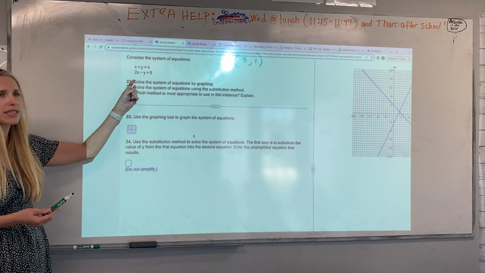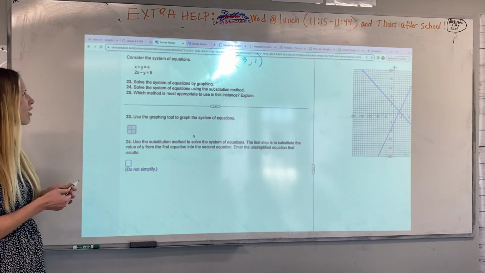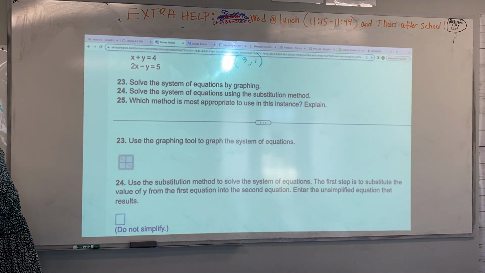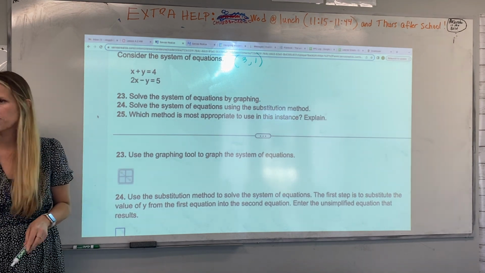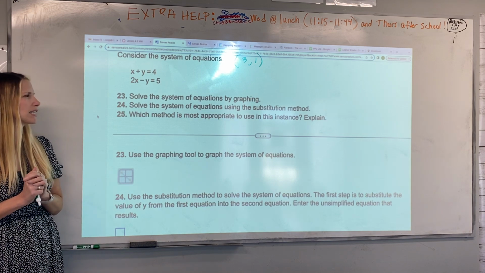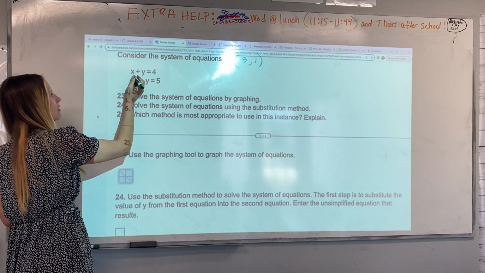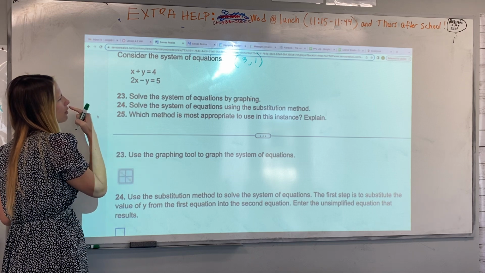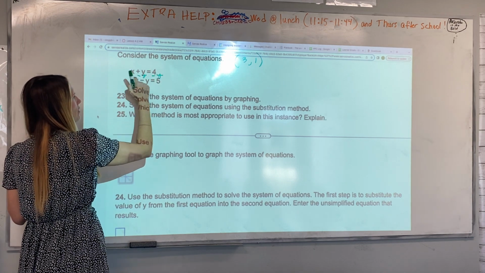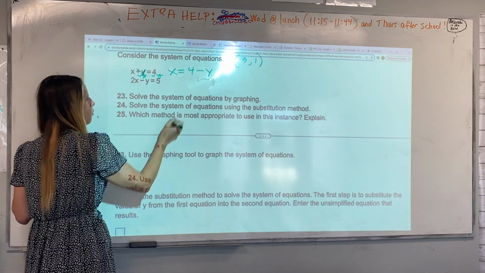If I use the substitution for the same system, will I get the same solution? Yes, I should. Let's try it. Are either of these equations solved for a specific variable? No, they are not. Which one would be really easy to solve for? The first one. We could just subtract the x, right? Actually, I'm going to subtract the y, and I'm going to solve for x, and it will be easier. So I'll subtract the y, and then I'll get x equals 4 minus y.